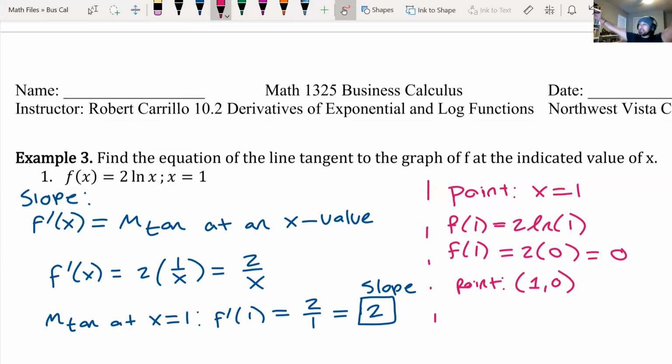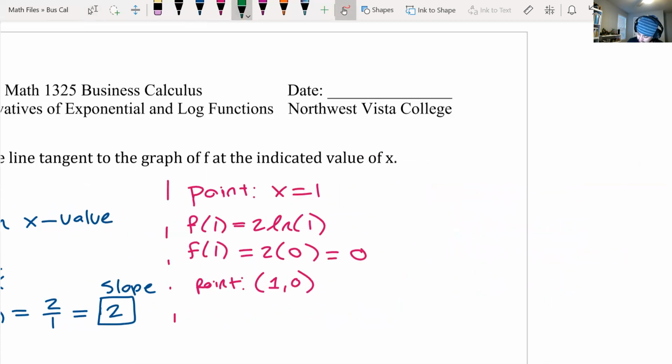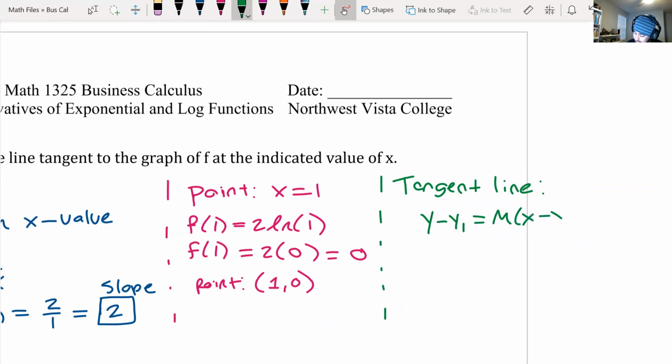Which means we have our two ingredients, which means we can now move on to the equation of the tangent line. I'll use this formula we've seen before: y minus y1 equals m times x minus x1. Remember that this is called the point slope formula. The reason it's called that is it's telling you what ingredients it needs. It's saying, in order for this equation to work, I need a point and a slope. And we have both.